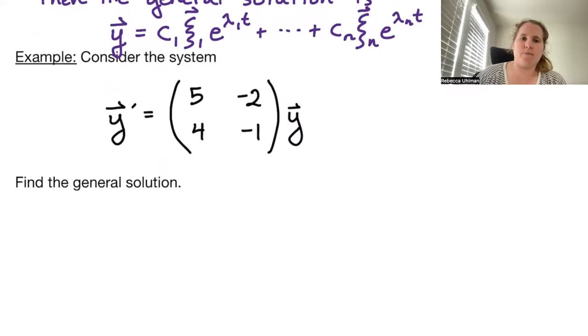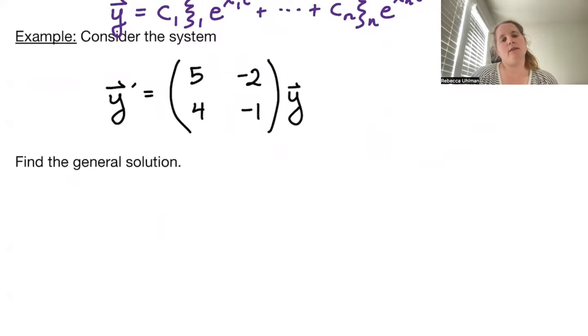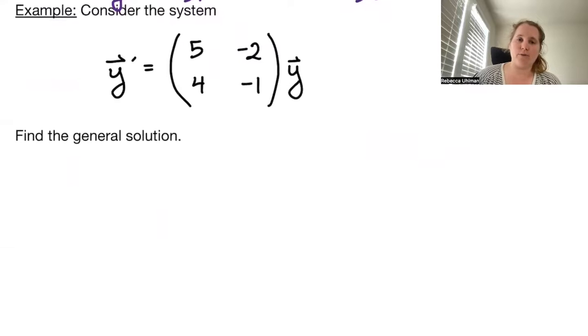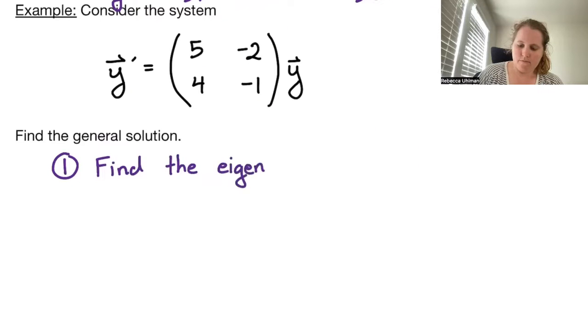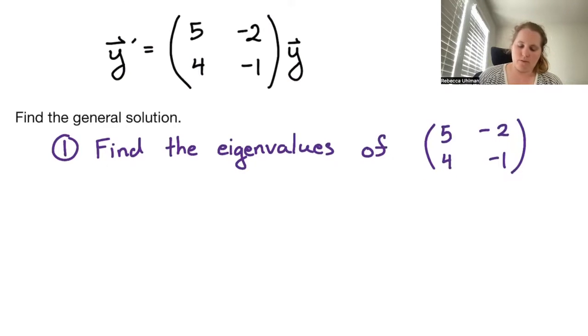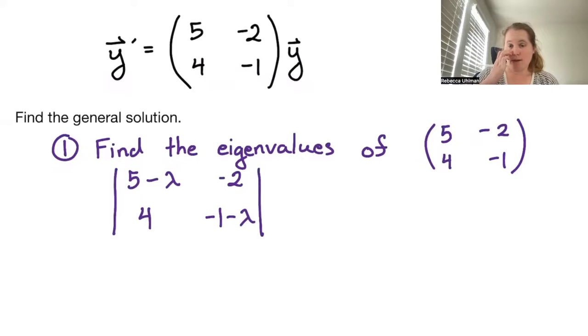So let's consider the system y prime is equal to the matrix 5, -2 as the first row, 4, -1 as the second row, times y. Our job is to find the general solution. So the first thing we need to do is find the eigenvalues of the matrix. To do this, we do the determinant of 5 minus lambda, -2, 4, and then -1 minus lambda. So this is our matrix that's acting as A minus lambda times the identity matrix. So we just subtract lambda from the diagonals, and then we're taking this determinant.